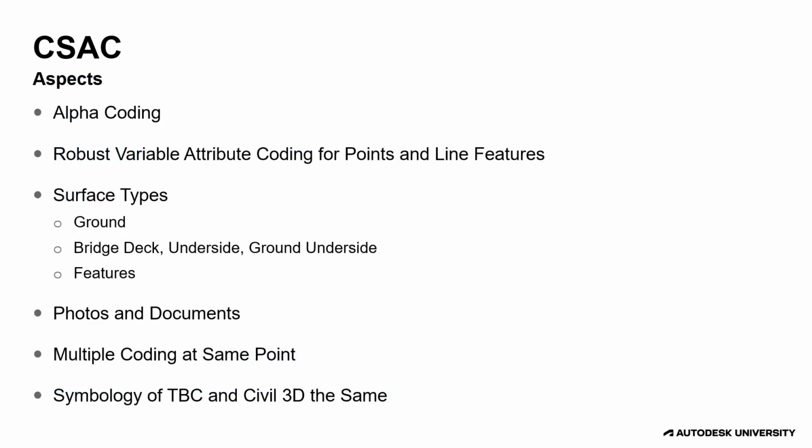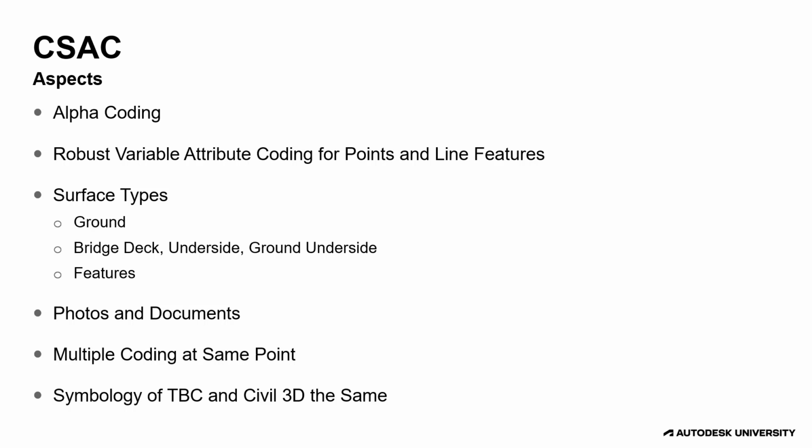So some aspects of the CSAC is allowing alpha coding. So it starts with, instead of using point numbers, focusing more on alpha coding, allowing letters and numbers within it, and then using the name function for COGO points within Civil 3D. You can have a robust variable attribute coding for points and lines and feature lines. And we'll see how that's been applied via property sets and having groups of categories and then codes that allow us to break the data up into logical categories.